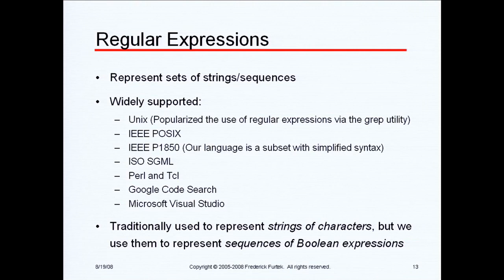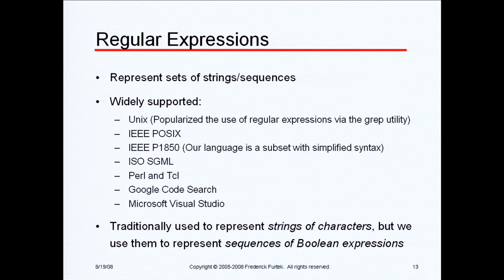There's 2 IEEE standards. I do want to mention one particular standard, and that's the IEEE P1850 property specification language, which is derived from a language called Sugar, which was developed by IBM. They also have incorporated within their language regular expressions over Boolean expressions. In fact, what I'm about to describe is a subset of this IEEE standard, although we've simplified the syntax.